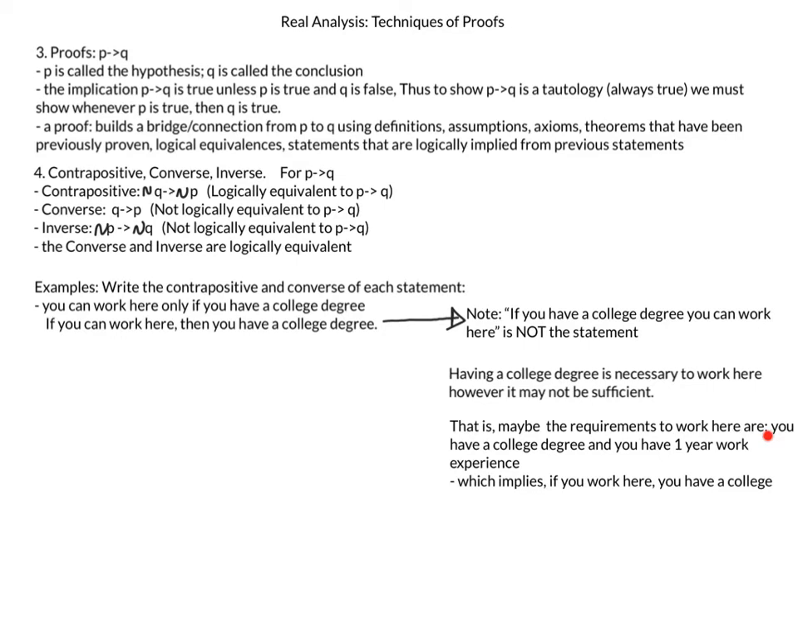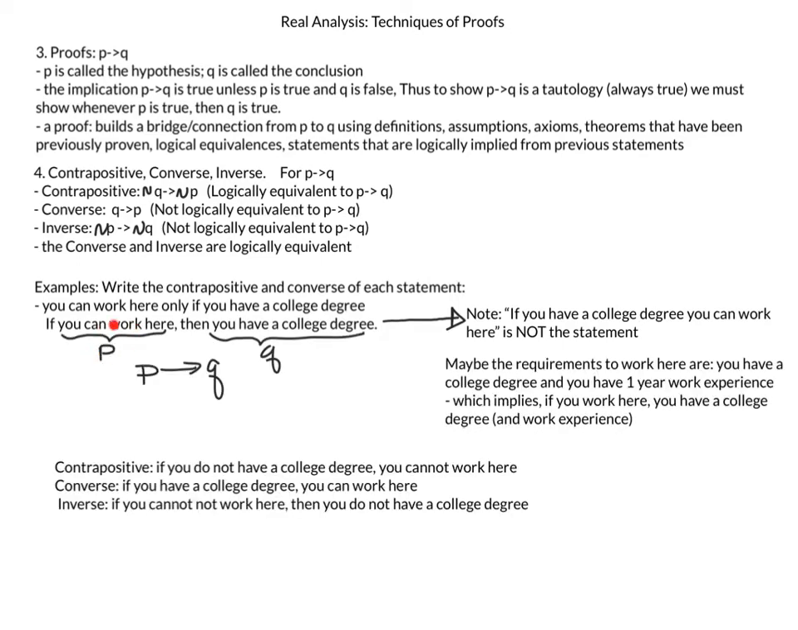So maybe the requirements are you have a college degree and you have 1 year work experience, which implies if you work here, you have a college degree. And you also have 1 year work experience. So it implies that you have both of these. So that's what it means by it's necessary, but it may not be sufficient. In other words, there may be other requirements.